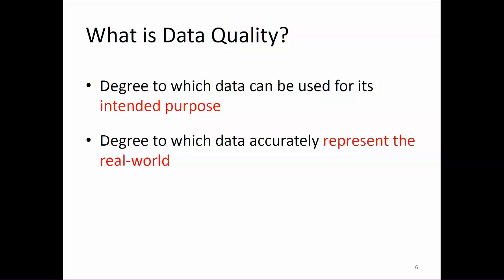Second is the degree to which data accurately represents the real world. The data has to be a representation of the real world scenario. So how accurately it represents, if you start manipulating the data, and if the data is statistically generated and does not depict the actual scenarios, or the actual world, then we say that this is not good quality data.